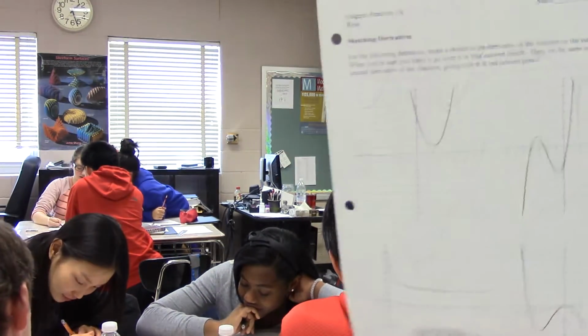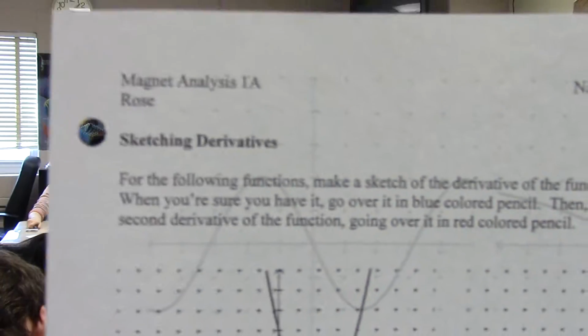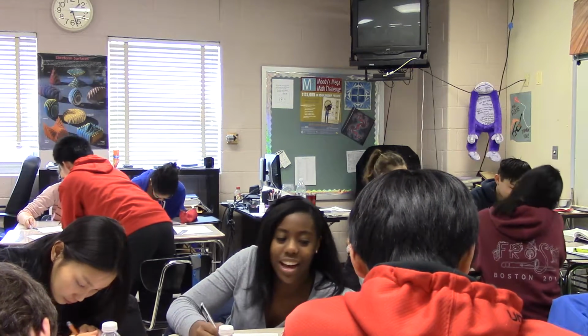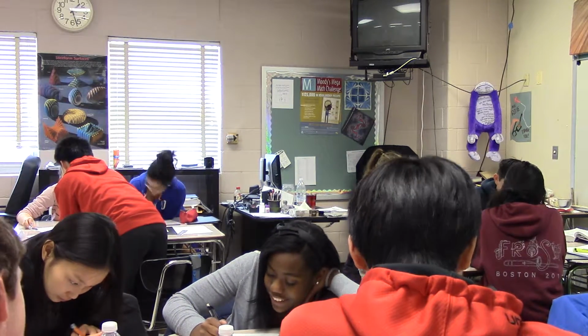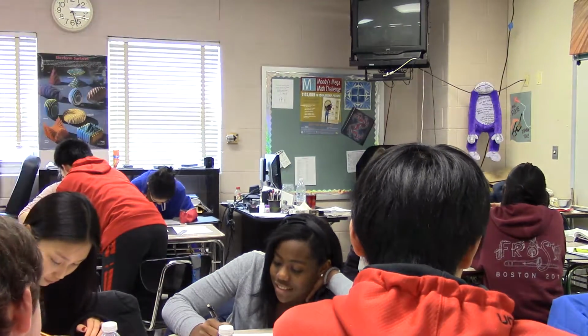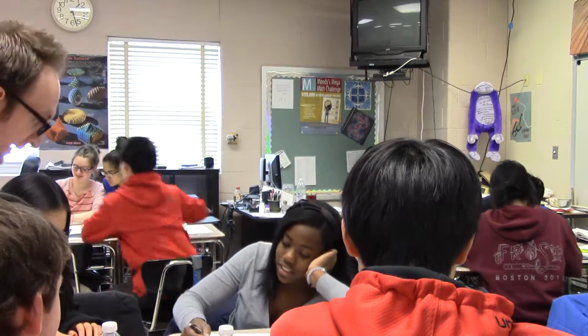We are working on this worksheet called Sketching Derivatives. How do you do this? How do you find what the derivative of like from right and put like -5? Wait, how do I do this? How do I do this?